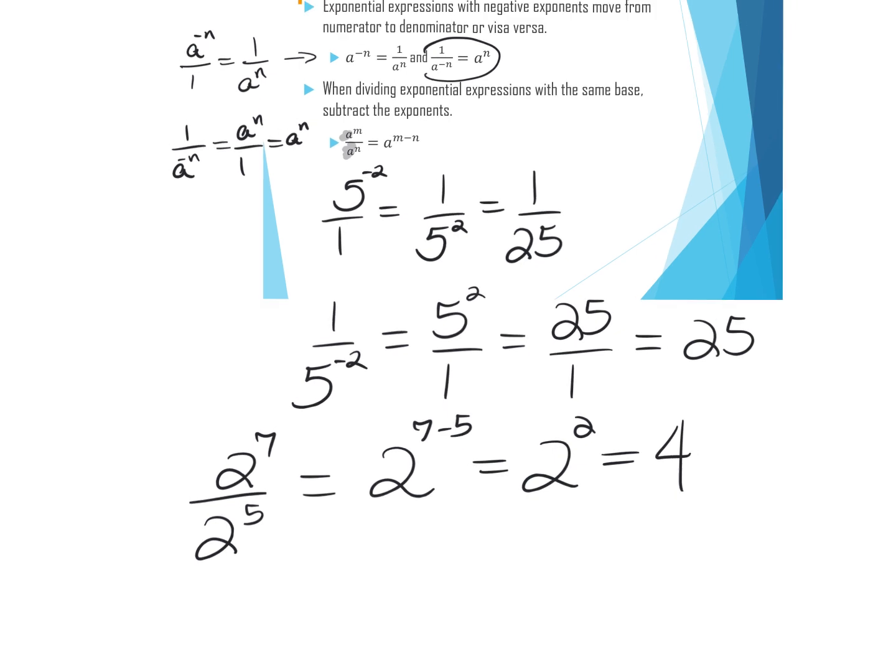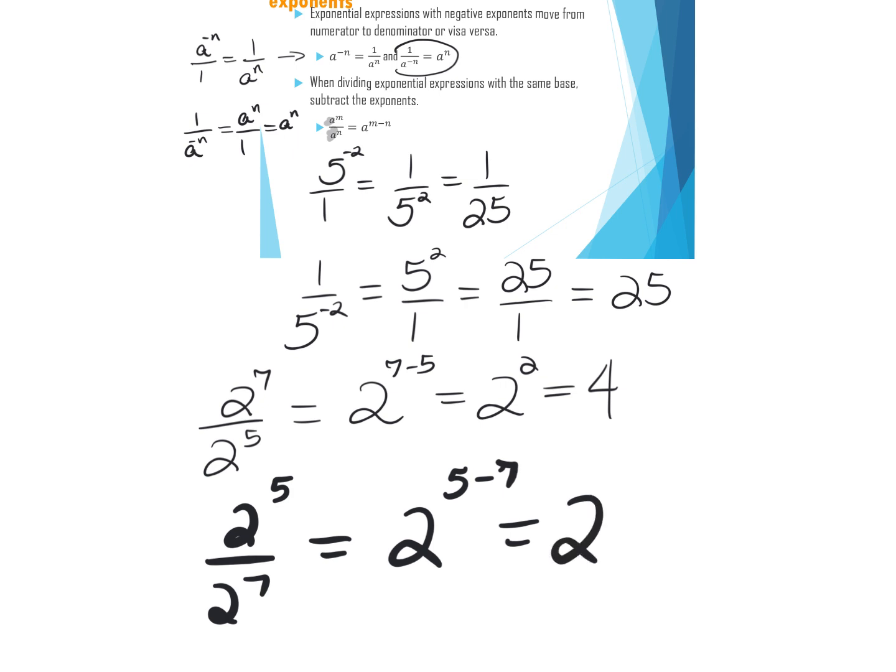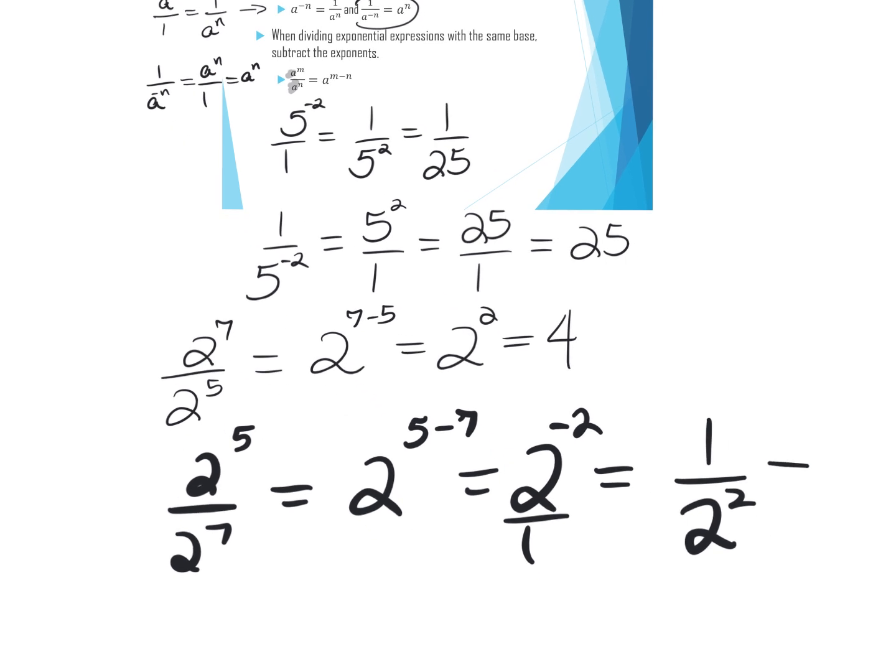The same thing's going to happen if it were flipped. Let's say it was instead 2 to the 5th over 2 to the 7th. Bases are still the same. The only difference, when you subtract and get a negative exponent, we need to make that positive. So again, if you think reciprocal, flip it, and then it becomes 1/4.